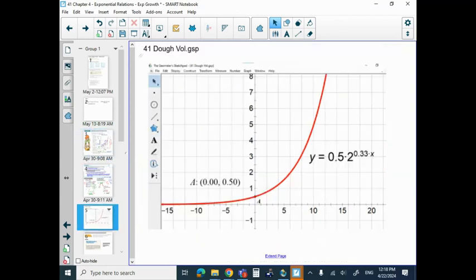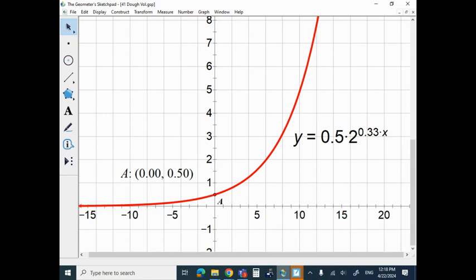This is a graph from a program, any program. You could have done it with GeoGebra too. This one's just an old school Geometry Sketchpad. The coordinates of that point are right there as 0 and 0.5. So there's your initial volume of 0.5 and your starting time of 0. And then if you drag this point along, it goes to all the new values.